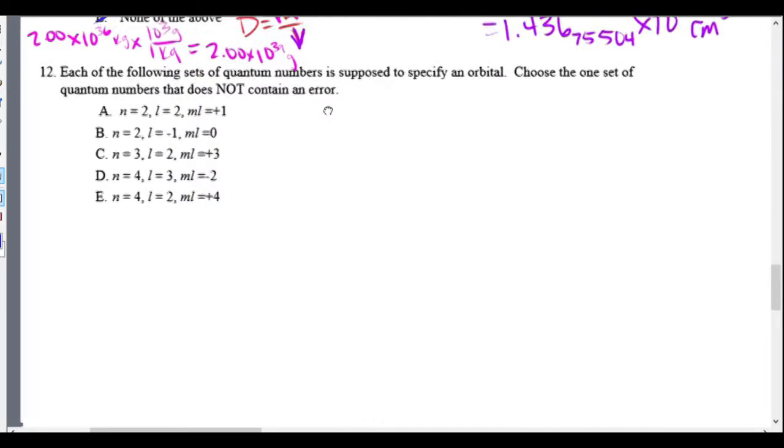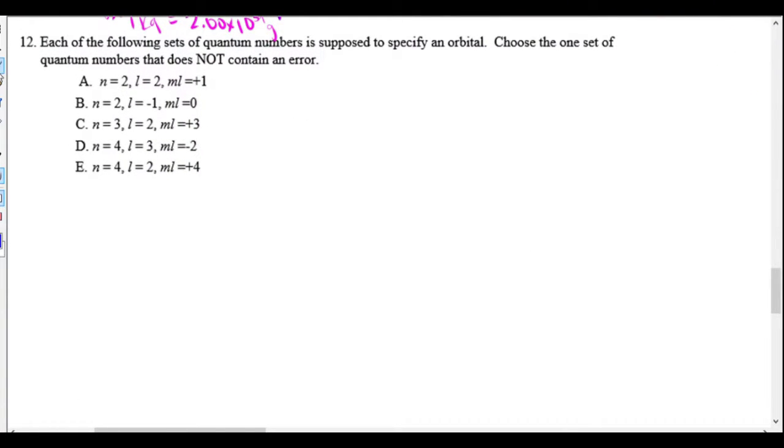Cool. Alright, number 12. This is another one where I'm going to go through why each one is true and isn't true, but the overall stuff is n can equal 1, 2, 3, 4 when you're talking about the quantum numbers. Those are your typical numbers you run into. L can be n minus 1, and so that leaves you with the options of 0, 1, 2, or 3 if n is 4. This is just an example.